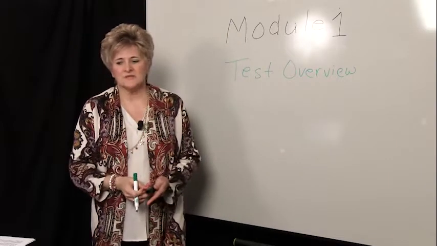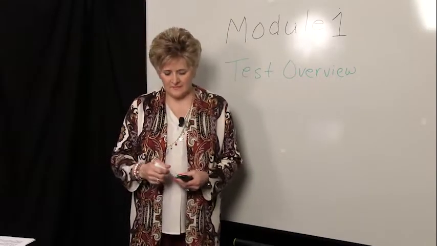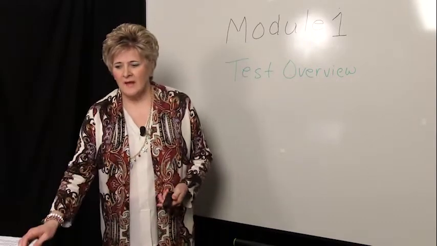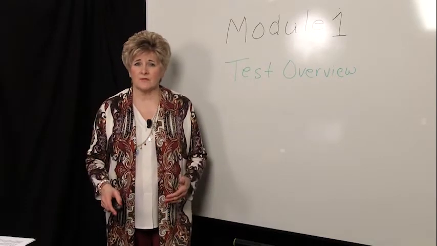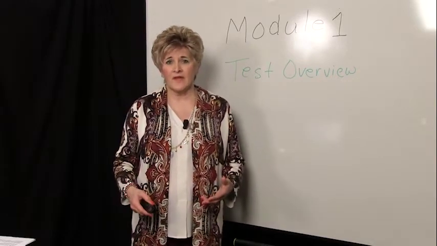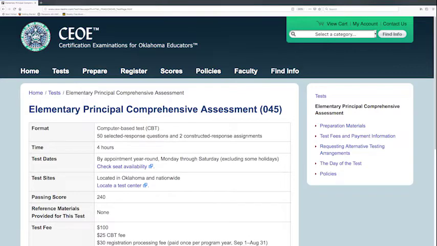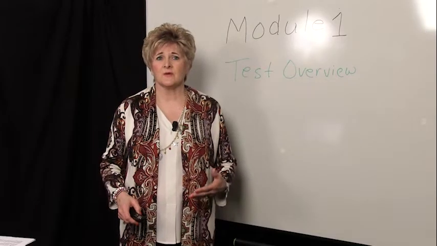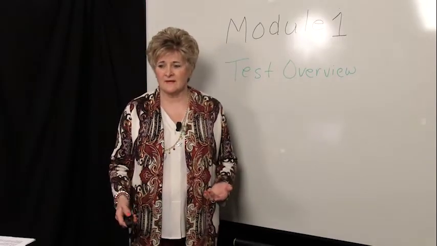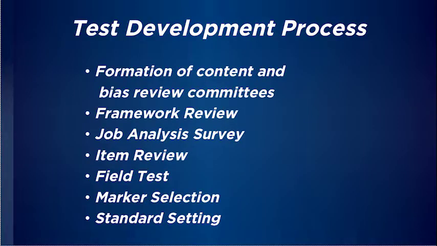I think it's important to help you understand how the test is actually set up. And first of all, make sure that you are registering for the correct test. For example, the elementary comprehensive exam is 045. The elementary teacher is 051. So be very careful that what test you are actually registering for is the one that you are intending to take.